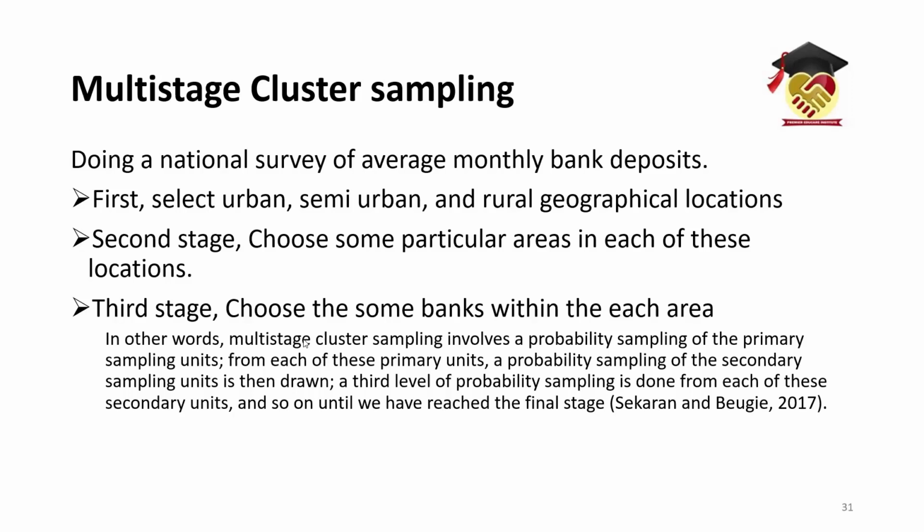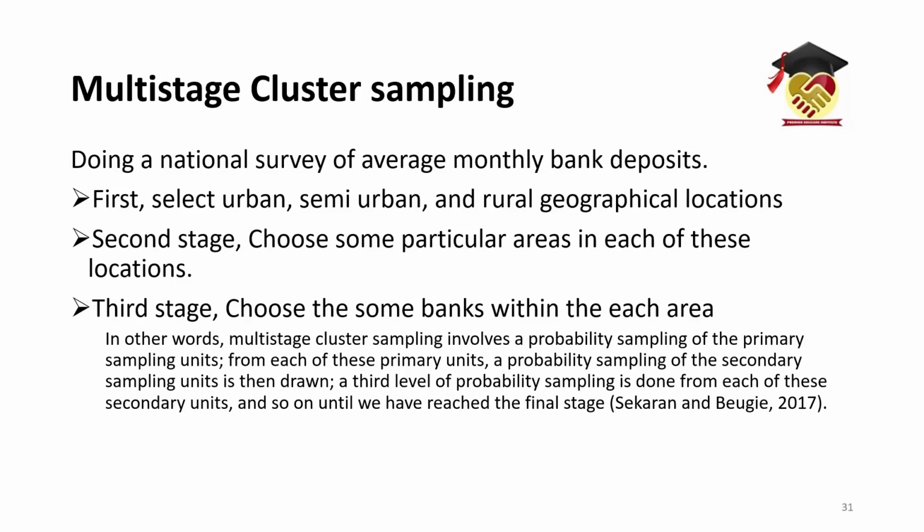In other words, multi-stage cluster sampling involves probability sampling of the primary. Yes, right? Because primarily you are having the probability sampling, because once you divide it into all these things, and then you select randomly, right? From each primary unit, probability sampling of the secondary sampling units, then drawn third level. That means you have categorized under 3. And finally, you get from the third one.